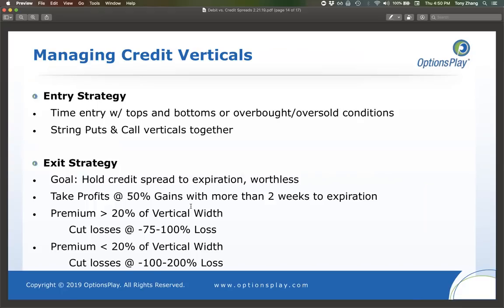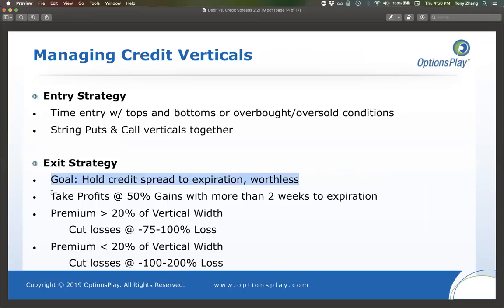iron condors. And with respect to managing credit spreads, the goal of a credit spread really is to hold that credit spread to expiration and let it expire worthless. So this is like selling a covered call or a cash secured put, where the goal is to simply let that call or put or that spread expire worthless.